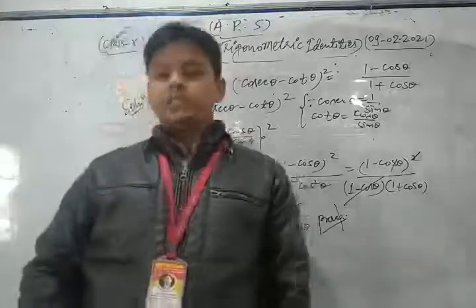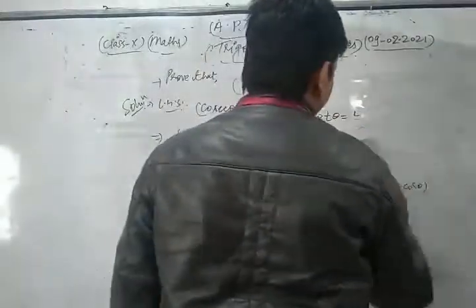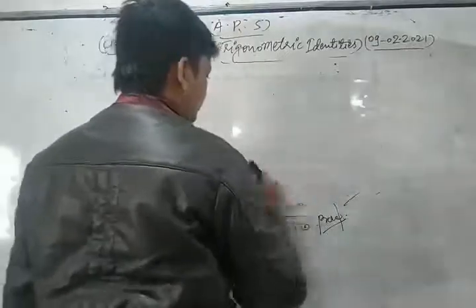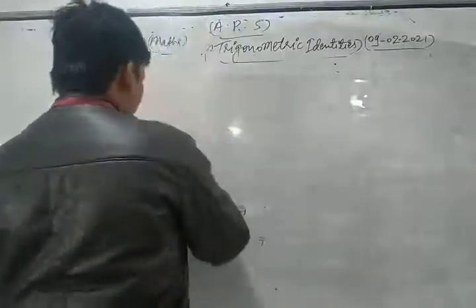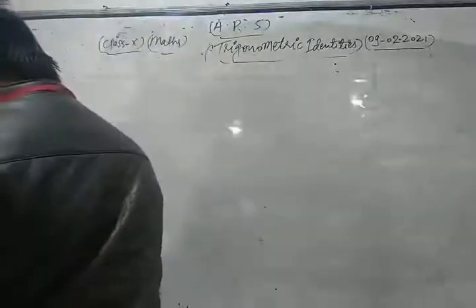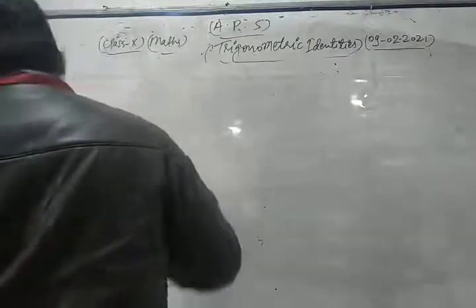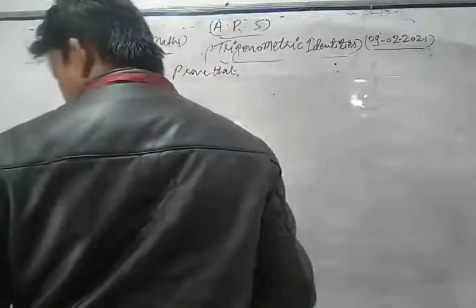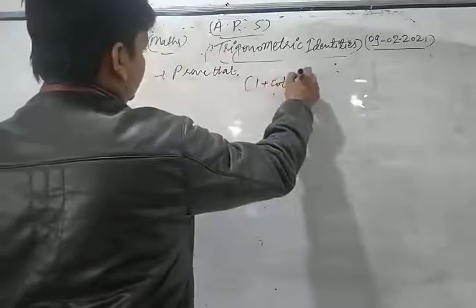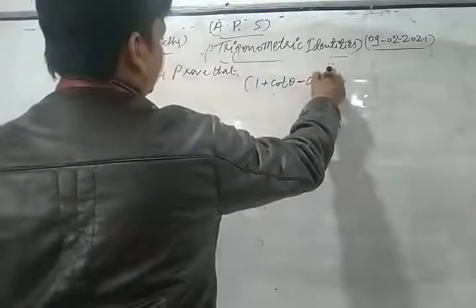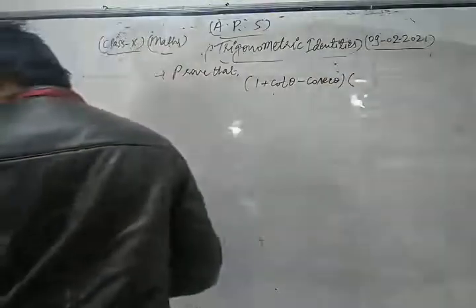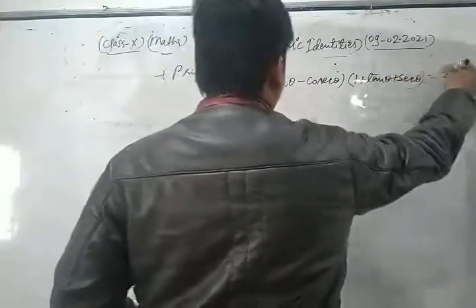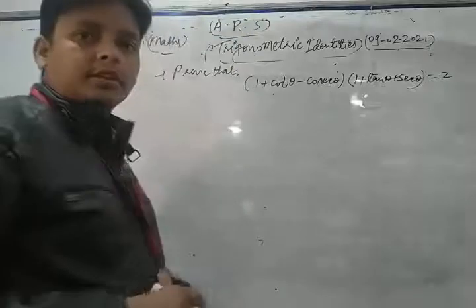Now we take some other important previous year board examination question. The question is: prove that (1 plus cot theta minus cosec theta) into (1 plus tan theta plus sec theta) is equal to 2. Okay, this is the question here.